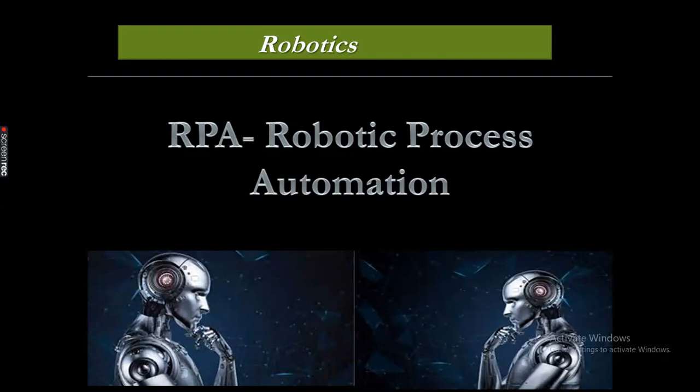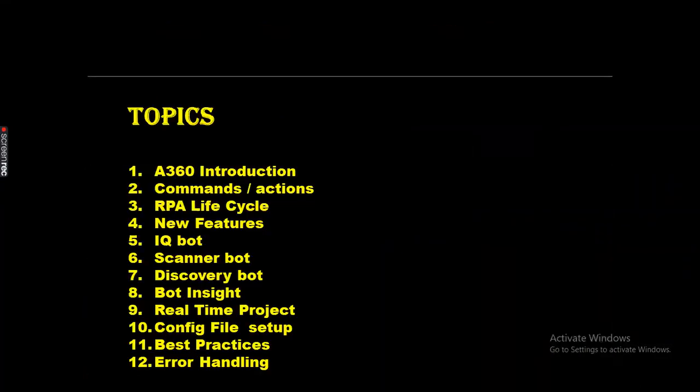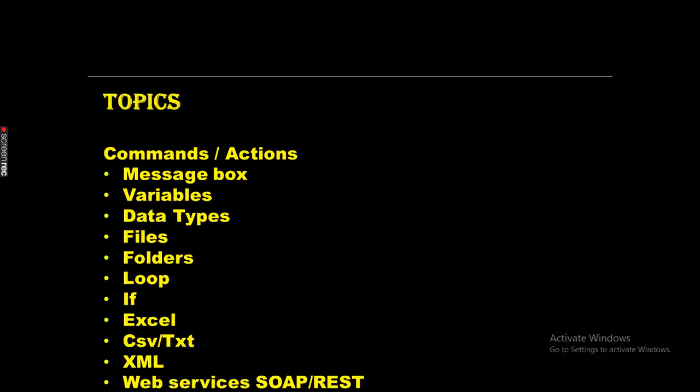So what is a variable? What are all the data types available in variables concepts in Automation Anywhere 360? We are going to learn. So let's get started. In the previous session, we already covered the Automation Anywhere A360 introduction and the message box: what are all the properties available in the message box, and how to display a message by using the message box. So in this session, we are going to learn variables concepts and data types.